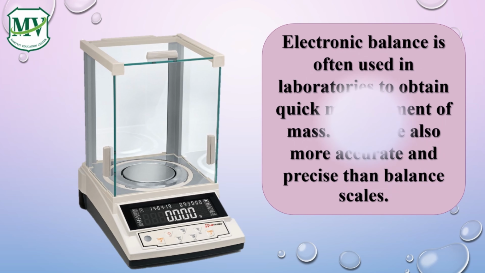Electronic balance. Electronic balance is often used in laboratories to obtain quick measurement of mass. They are also more accurate and precise than balance scales.